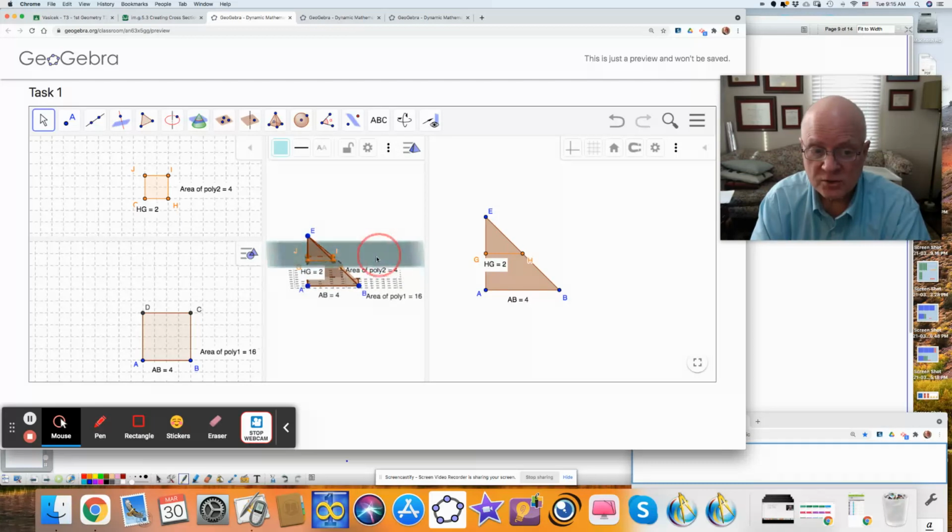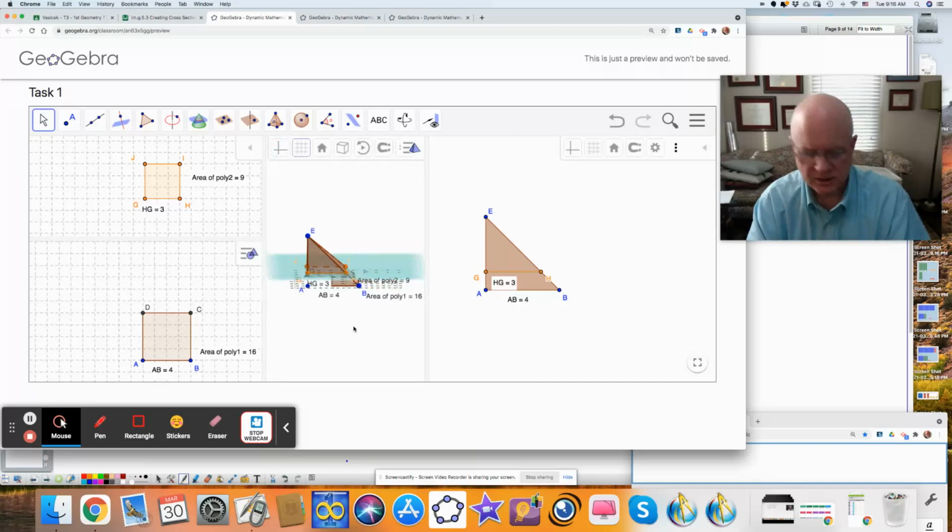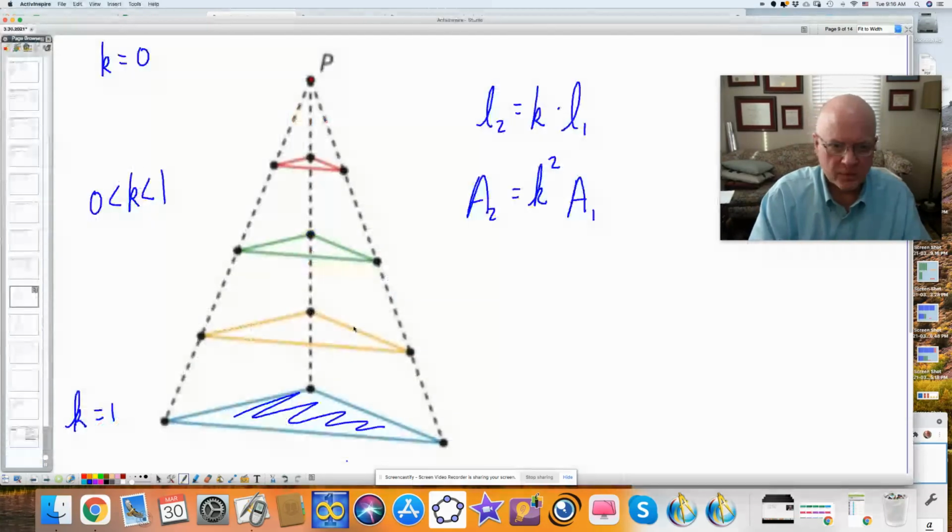And of course, you can do this at 3/4. And at 3/4, it's really kind of weird. Why is this 9? Well, let's look at that for just a second here. I'm going to go back to my sketch here.